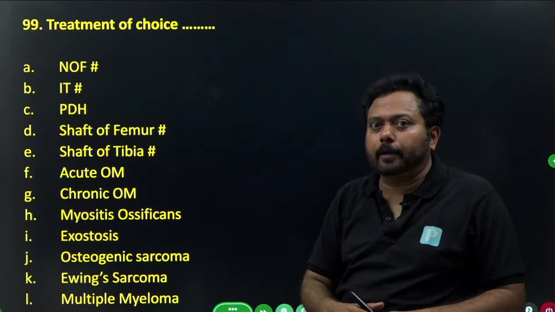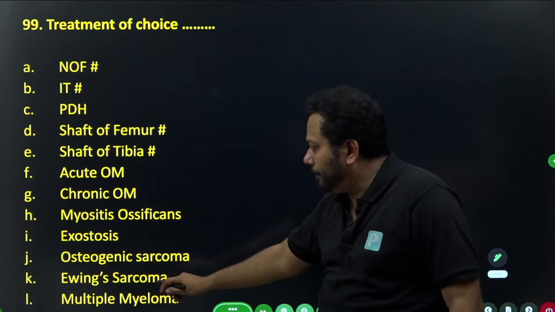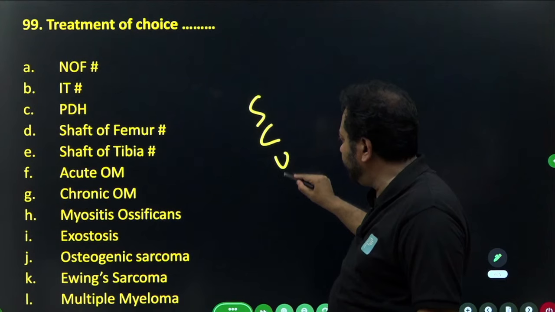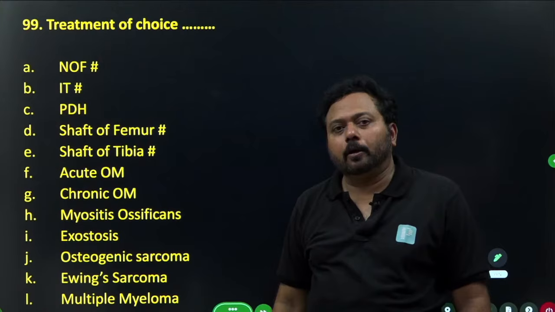Then multiple myeloma: melphalan is the drug. Steroid, cyclophosphamide, urethane, melphalan, it's called the SCUM regime. The trade name of melphalan is Alkeran. That's the drug of choice.